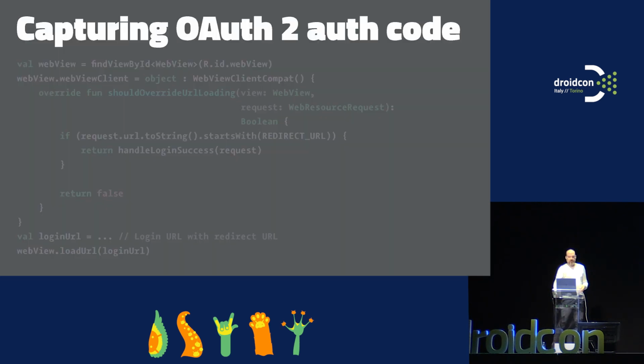How do you do that? Well, you get your WebView. You create the instance of WebViewClientCompat, and you override shouldOverrideUrlLoading. And in that one, I check here: did I get the redirect URL that I was asking for? Is that the page we're trying to load right now? If it is, handle this login success. Otherwise, return false, which means we're not going to handle this, act as usual. And then you just create your login URL, which opens the login dialog, and load that one. So this is how you do that thing.